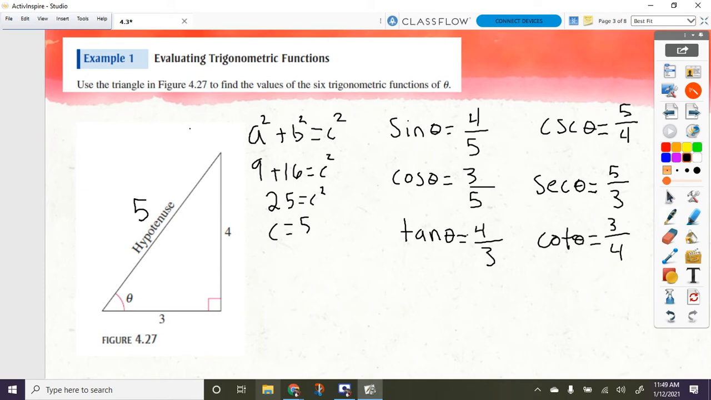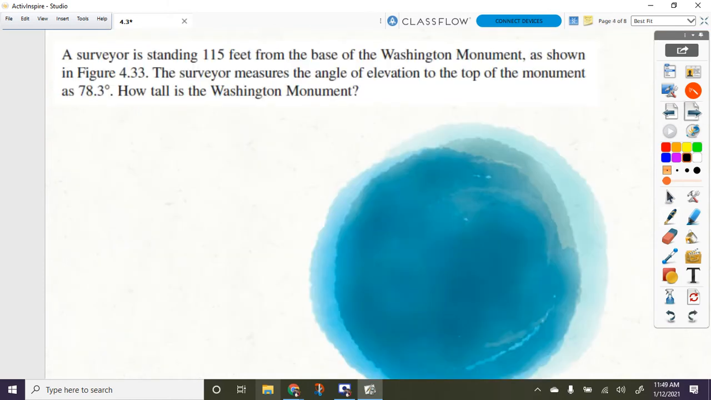Now, the big place that our trig functions come up, right? That's the reason why we learn them, why they're so important, is because we can use them to help us solve problems that involve triangles. We're talking about application or word problems.